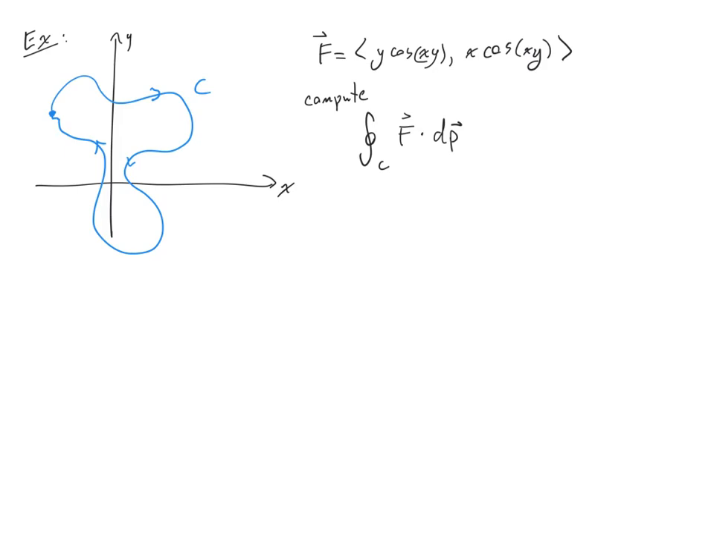But what you can notice is you can try using the Clairaut test for f. And so if I compute f, let's just give these guys names. Let's call this m, this n. Then nx is minus my, so this is our scalar curl.